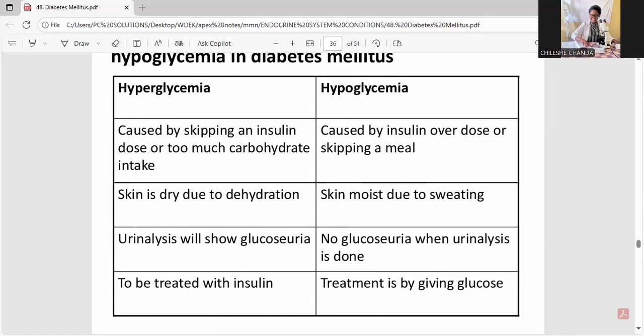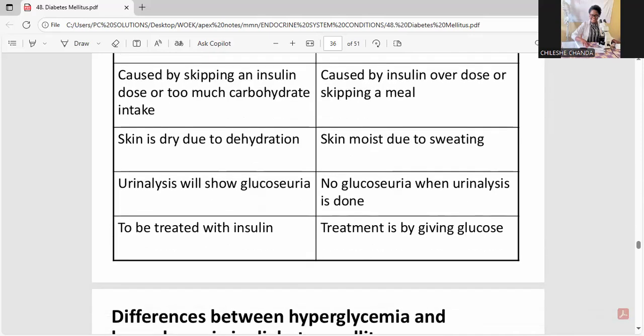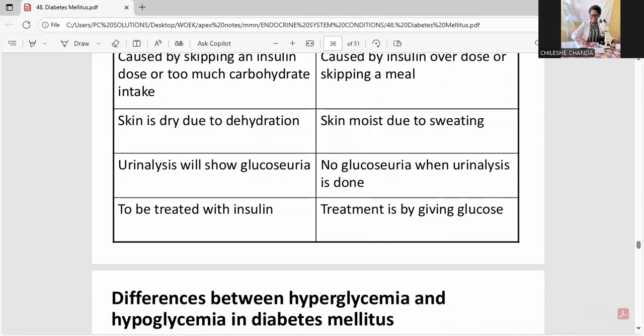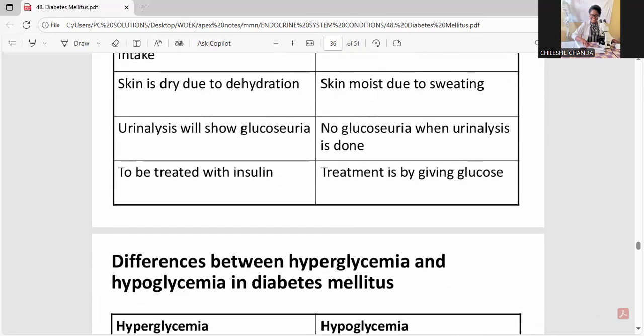When you look at the patient, a patient who is in hyperglycemia will be dehydrated, and therefore their skin and mucous membranes will be dry. On the other hand, the patient who is in hypoglycemia will be sweating, and so their skin will look moist. When you do a urinalysis, the patient in hyperglycemia will have glycosuria, and in hypoglycemia, the patient will not have any glycosuria.